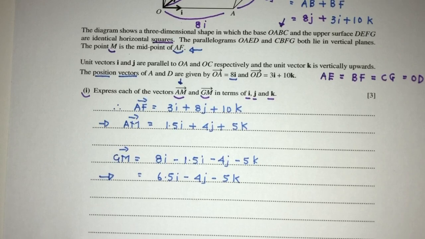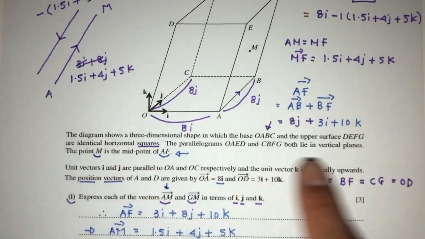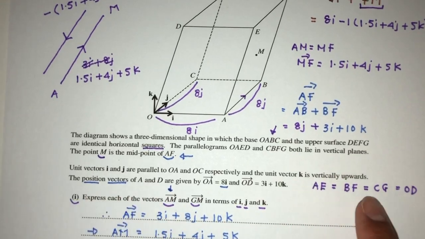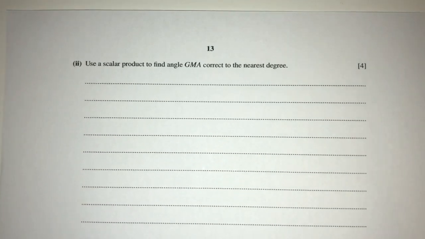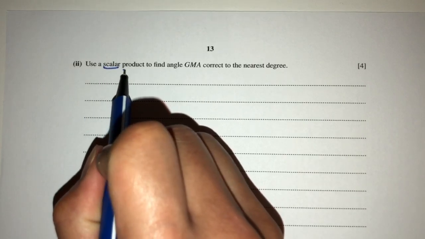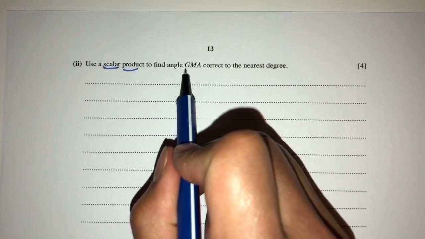As you can see, the only thing you need to use here is the diagram and understanding of what is given to you. Everything you need will be in this question itself. That is for part 1 of the question. Now for part 2, we have to use a scalar product, pretty easy, to find the angle GMA.